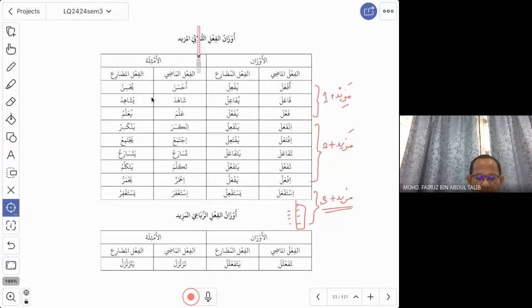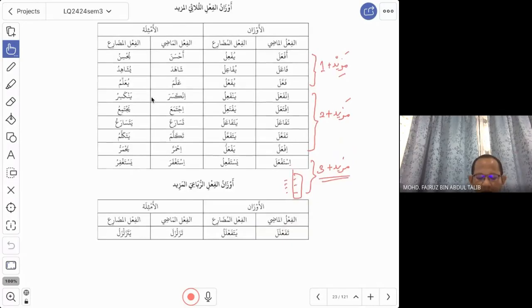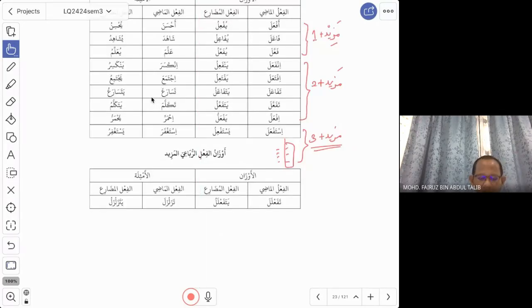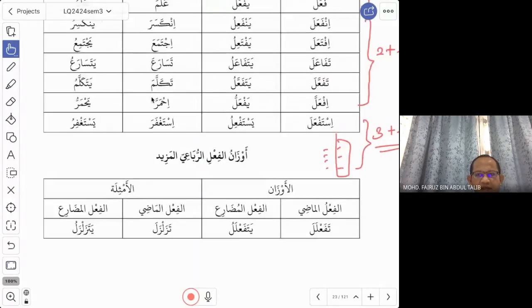So these are the wazan of fi'il thulathi mazid. Thulathi mazid means 3 letters but with additional letters: with 1 additional letter, with 2 additional letters, and with 3 additional letters. And finally, the ruba'i. What about the ruba'i? What about the 4 letter fi'il?